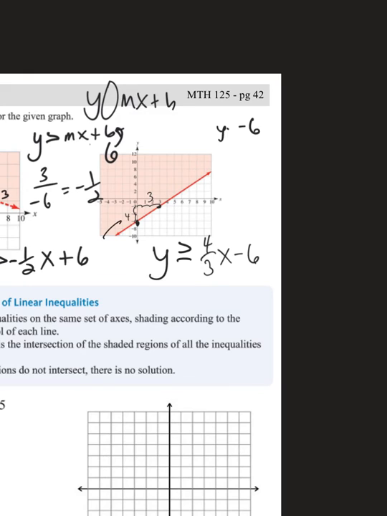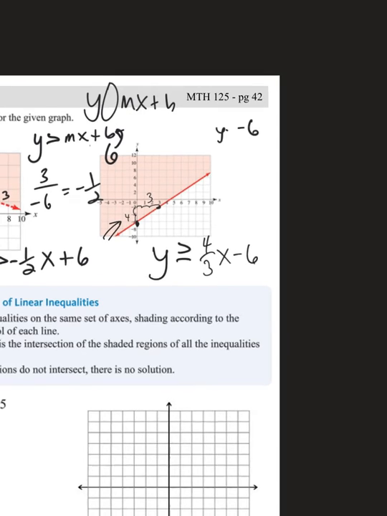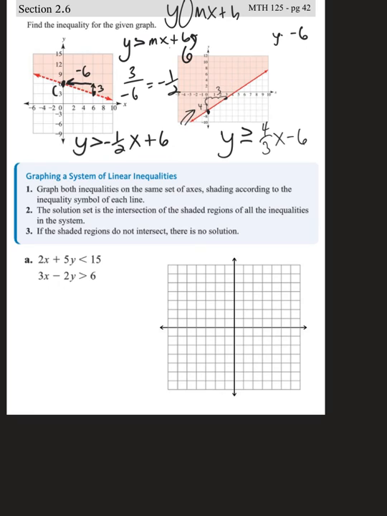You have to really pay attention to the units on the x-axis and the y-axis to make sure you're honoring them when you're counting rising and running.